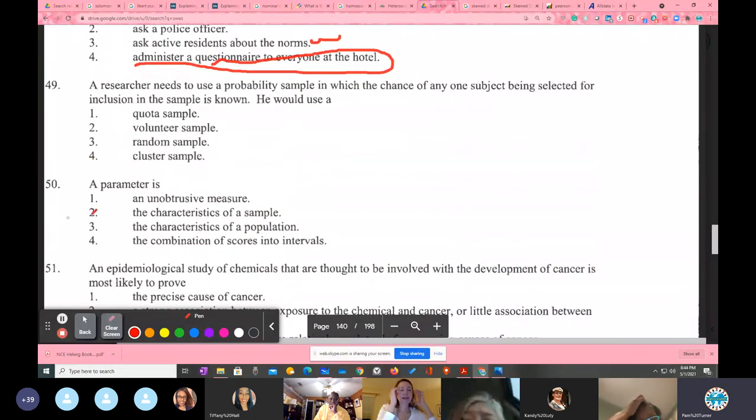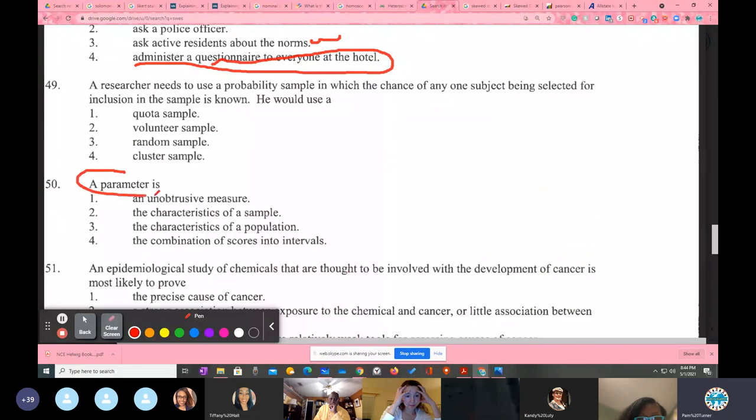Ooh, the parameter. Remember I talked about non-parametric and parametric? That's what that means, the parameter. 1, it is an unobtrusive measure. 2, the characteristics of a sample. 3, the characteristics of a population. Or 4, the combination of scores in an interval. What is my parameter?